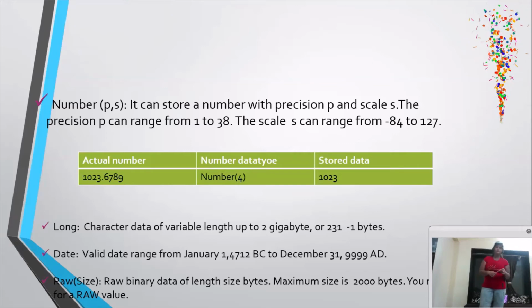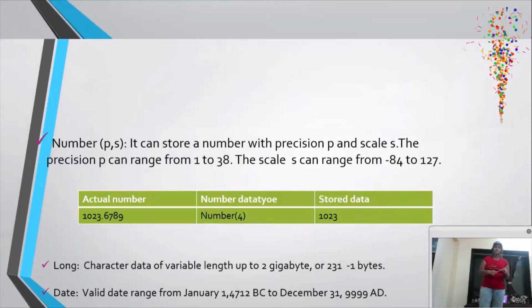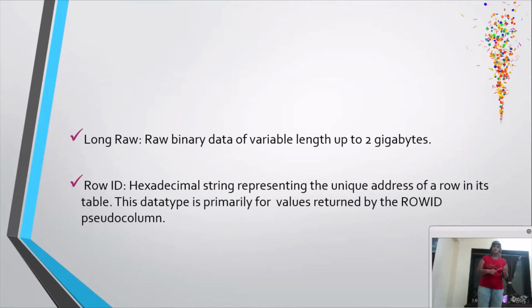And now the next one is rowid. It is a hexadecimal string representing the unique address of a row in its table. This type is primarily for values returned by the ROWID pseudo column. It's a pseudo column.